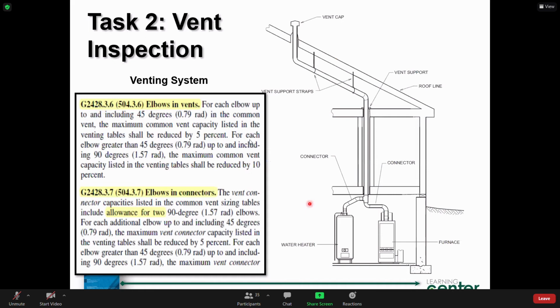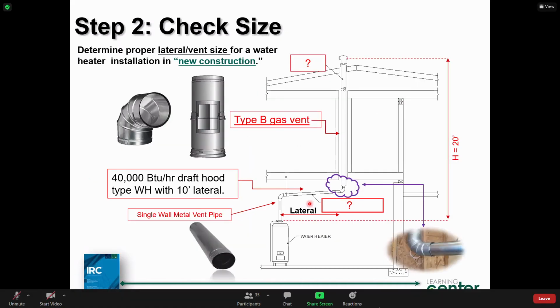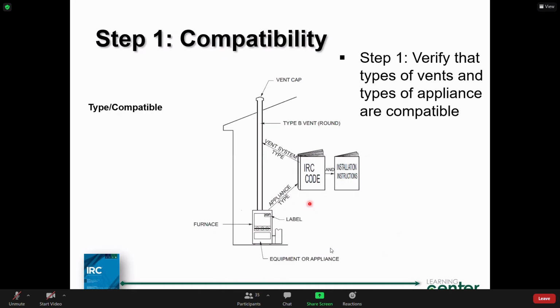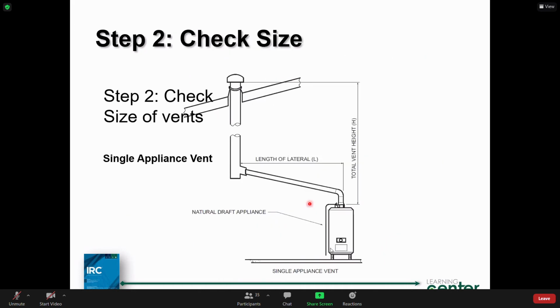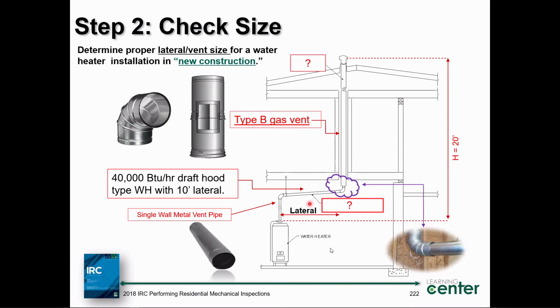All right. Rather than bore you with a whole bunch of things here, let's take a look at this. Let's see here, where's my example? Here it is, right here. Our last example for the day. I wanted to show you this because this is a little different, okay? This application is for a single appliance. It's a category 1 appliance, a water heater. It's got a draft hood on it.